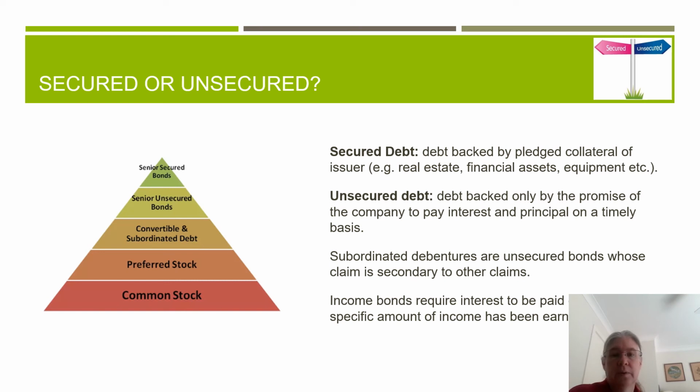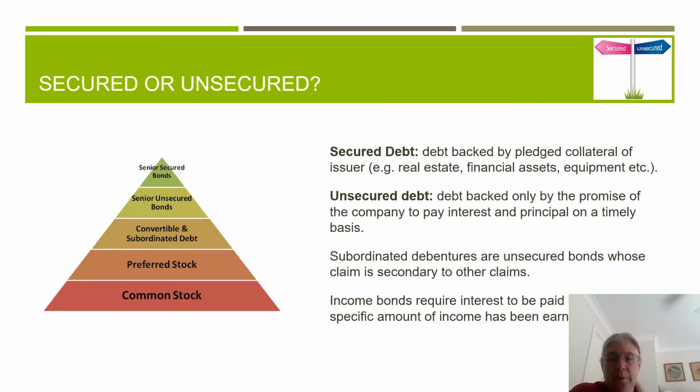So is our bond secured or unsecured? Secured debt is when it's backed up by something. For example, if you have a mortgage, you are securing your debt with that home. If you don't pay, then they will take that asset. So it's backed by something, real estate or some kind of financial assets or equipment. Unsecured debt is just backed up by the promise. So yes, we promise to pay you the interest and principal on a timely basis. Subordinate debentures are unsecured bonds, so their claim is secondary. Remember, if a business went bust with a normal bond, then we had a claim.